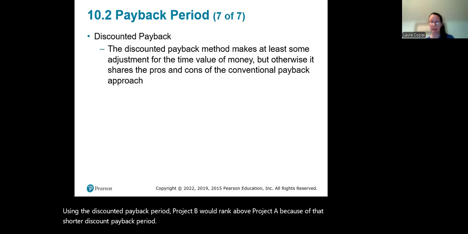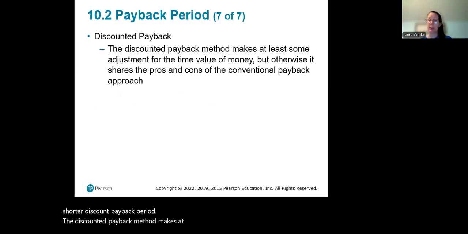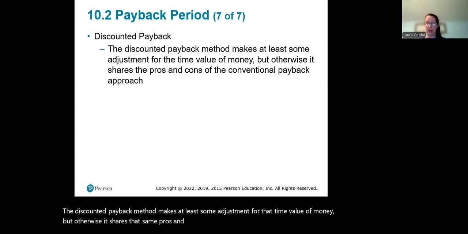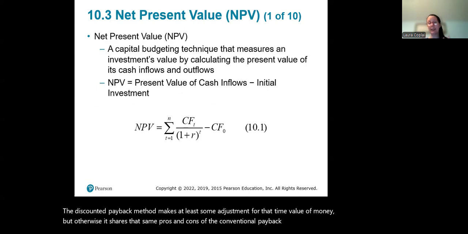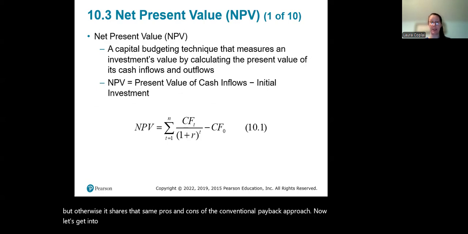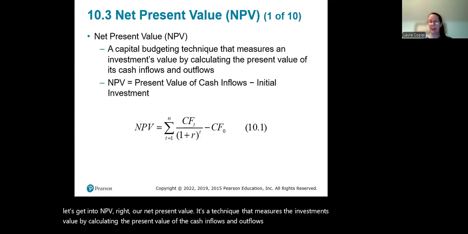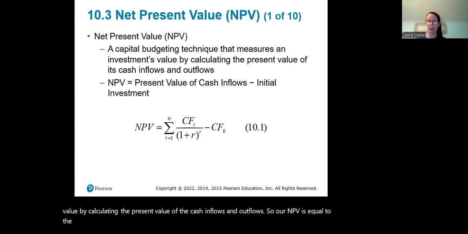The discounted payback method makes at least some adjustment for the time value of money, but otherwise it shares the same pros and cons of the conventional payback approach. Now let's get into NPV, right? Our net present value. It's a technique that measures the investment's value by calculating the present value of the cash inflows and outflows. So our NPV is equal to the present value of cash inflows minus our initial investment.